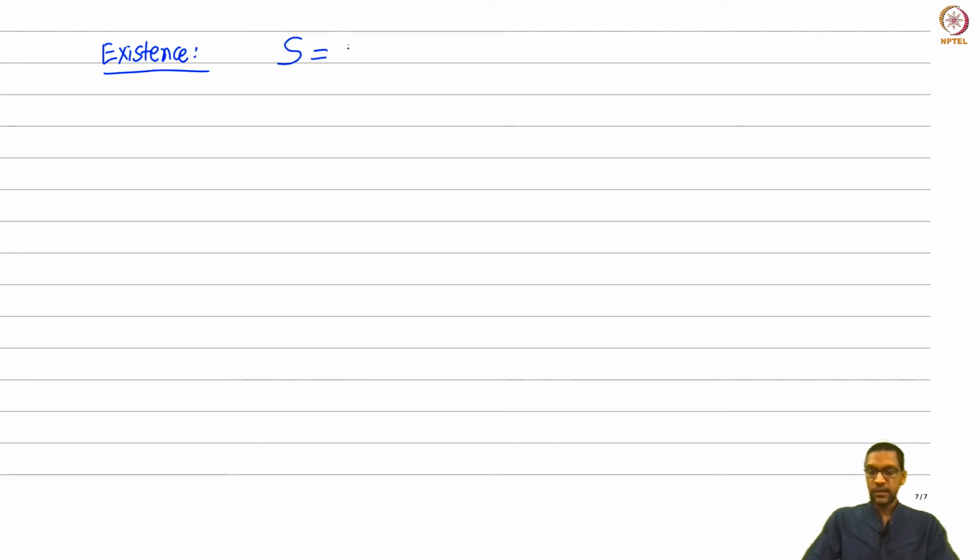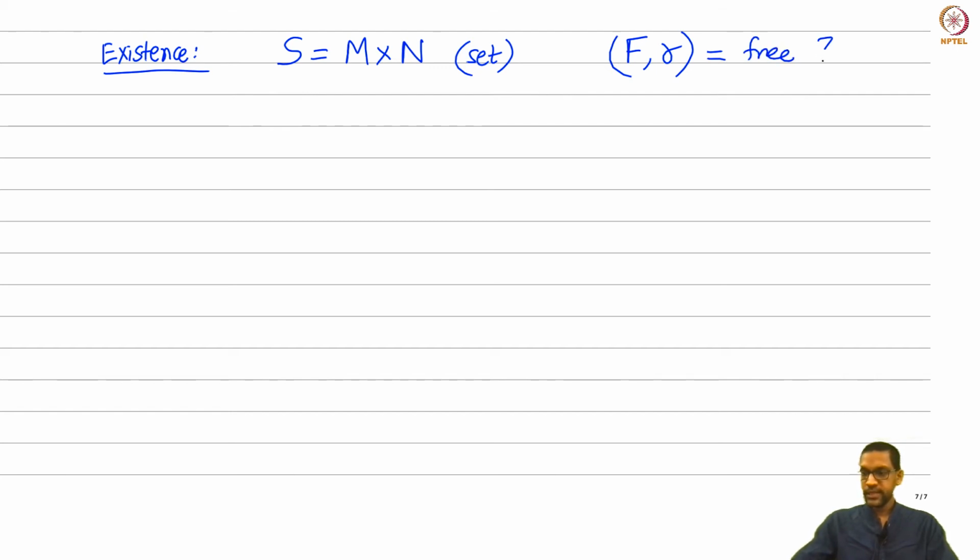Let's take the set S to be M cross N. Think of it only as a set, no additional structure. Let's take F to be the free module. So maybe F comma gamma, if you wish, is the free Z module on S. Okay, so recall what that means.